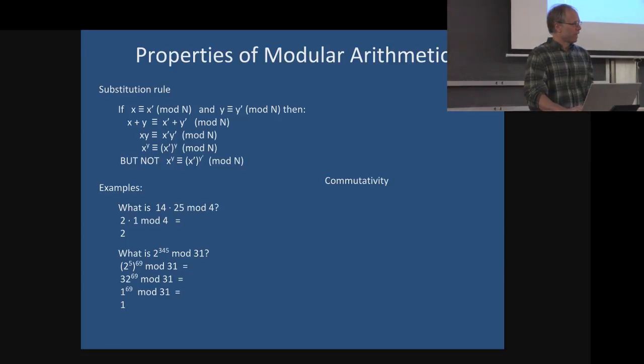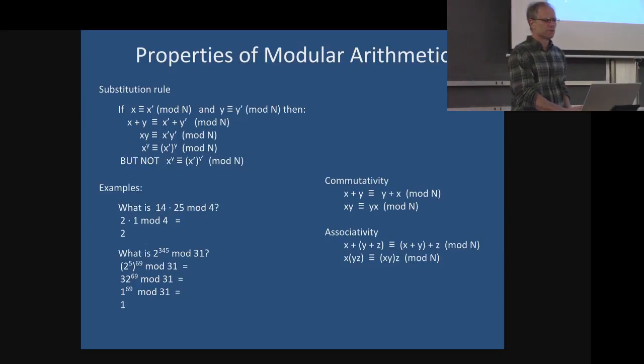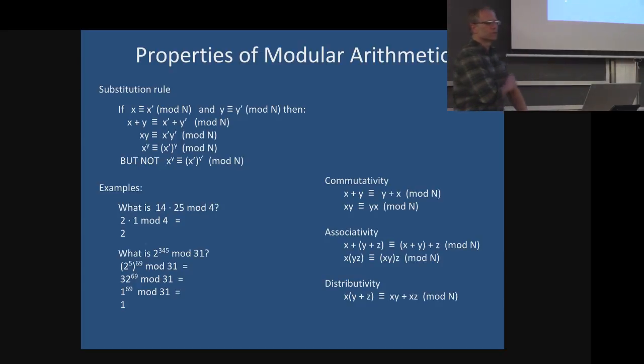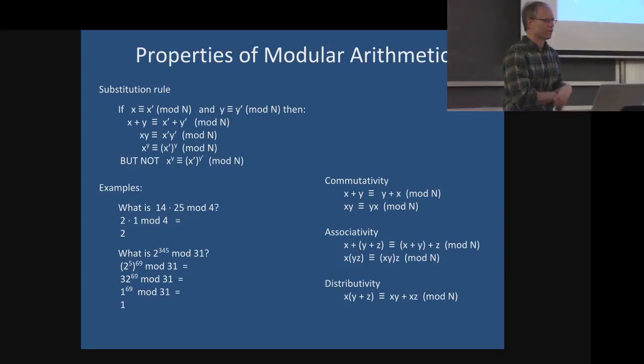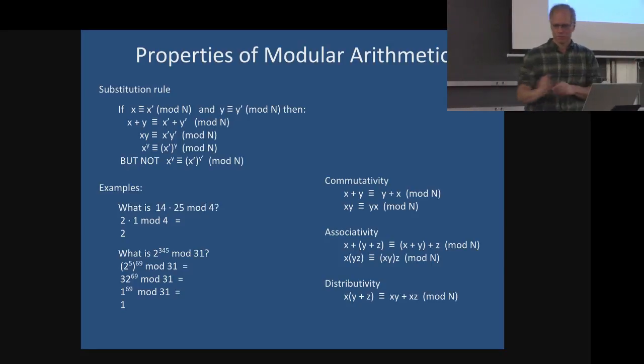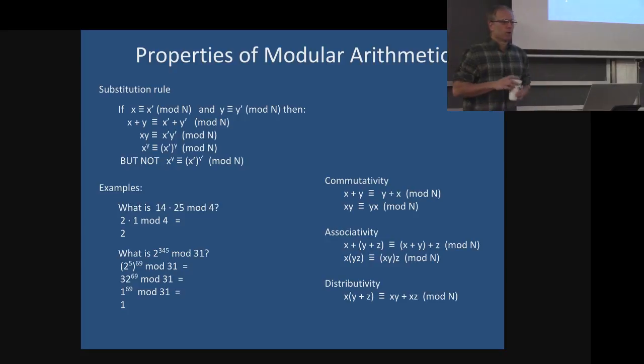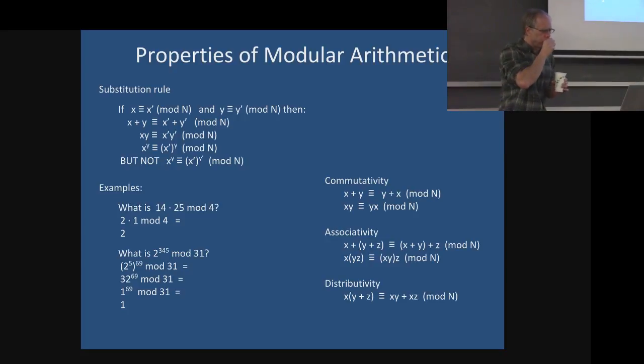So we'll make use of that, and we'll make use of the fact that these operators are commutative, associative, and distributive, like regular arithmetic. That's where we left off last time. So let me pause here and see if there are any questions I could clear up before we look further.